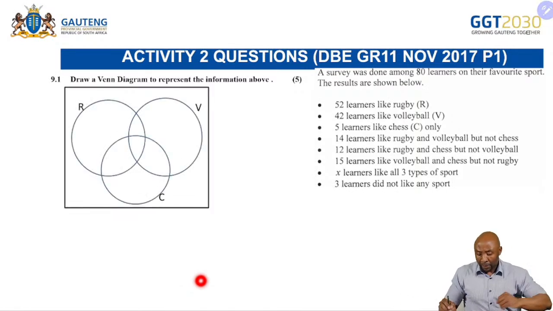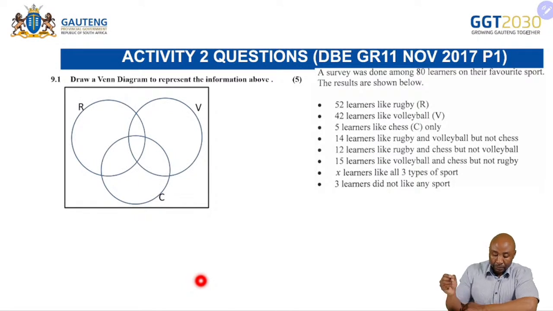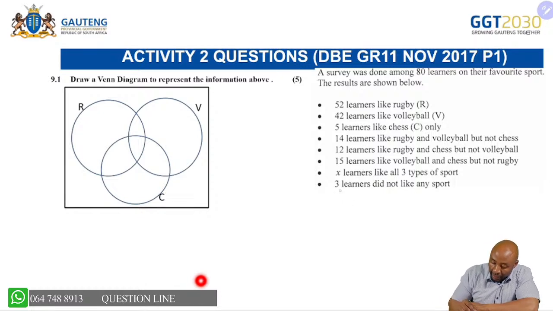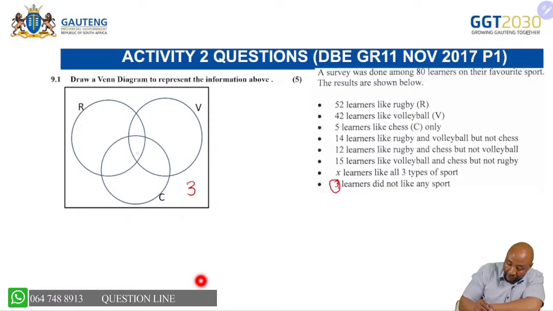So I'll use the information on the right. Remember, we said you always start from the intersection and you move outwards. So we are able to see that there are 3 learners who are within the sample space but outside any of the rugby, volleyball, and chess, sorry. So now you are able to see that on the intersection we have X learners. That's where you start.